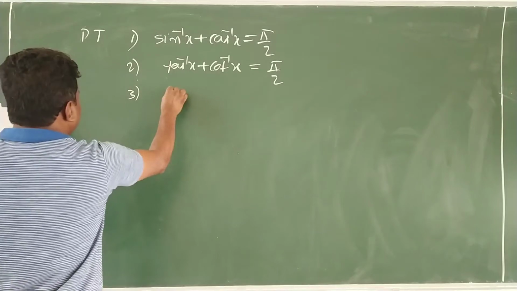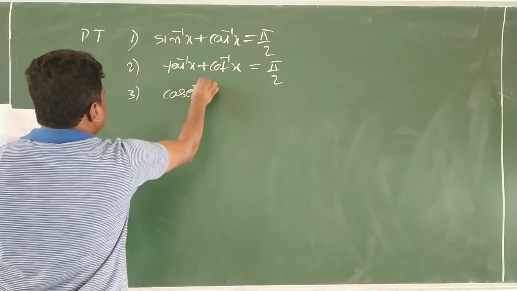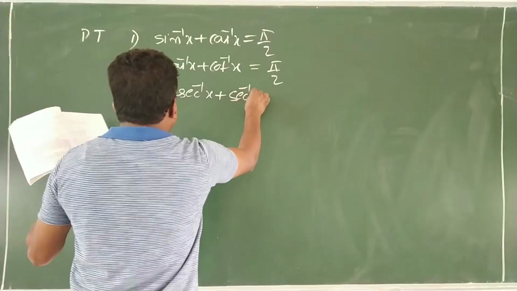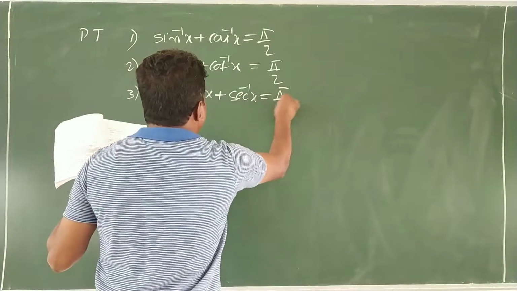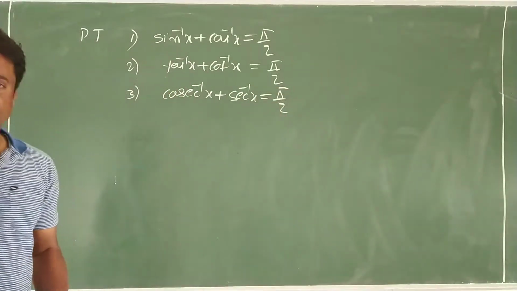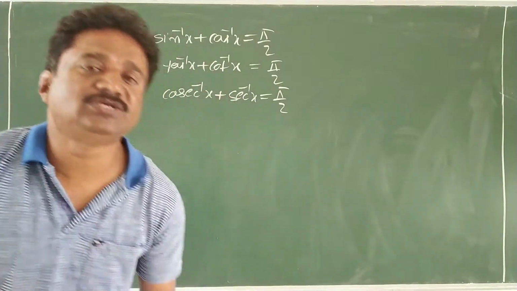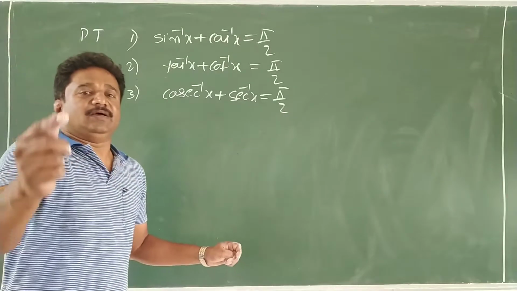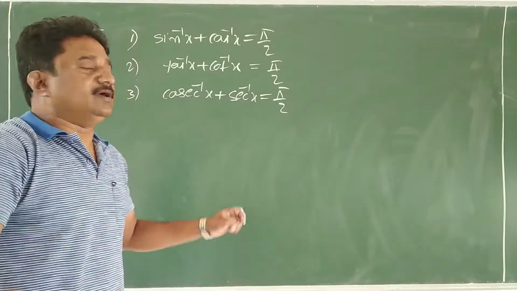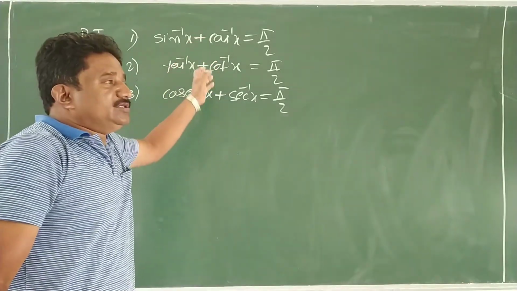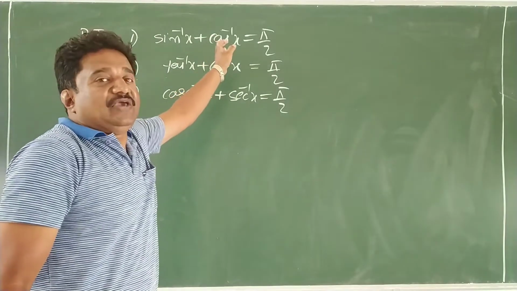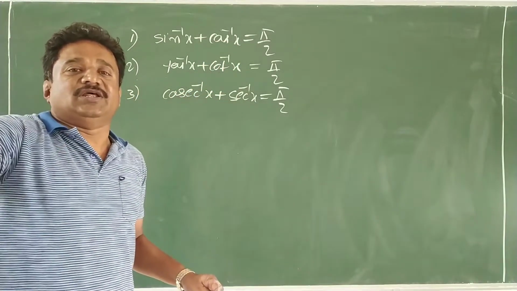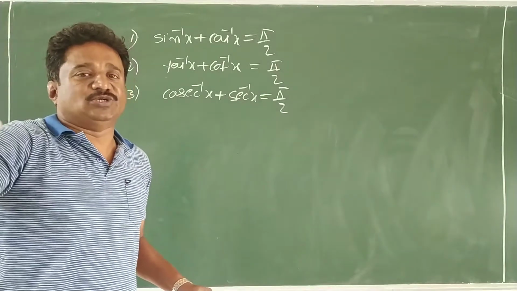Third one, cosecant inverse x plus secant inverse x is equal to pi by 2. Look at that question, students. It is so easy to prove. Try to learn it by heart, because we use these formulas, these concepts, in differentiation, that is in one more chapter also.